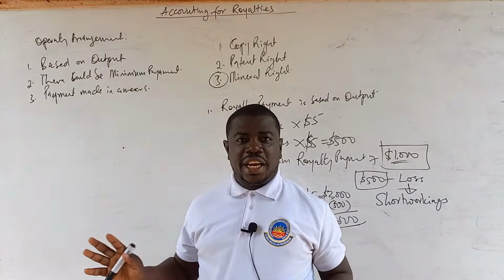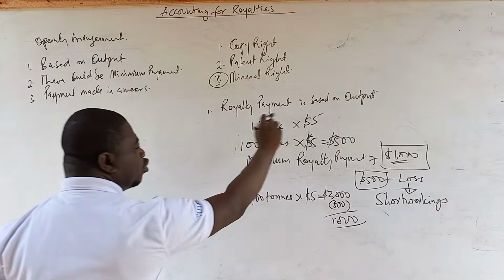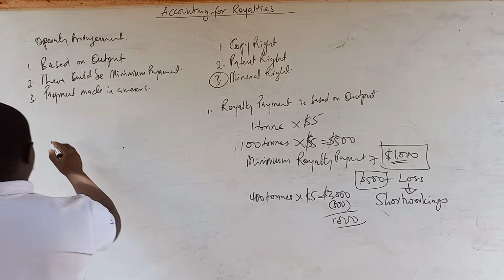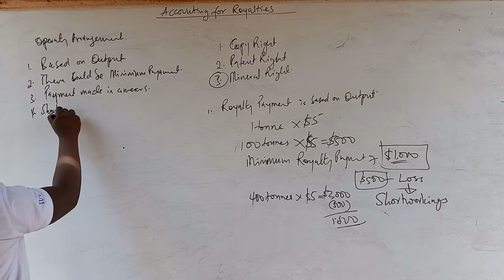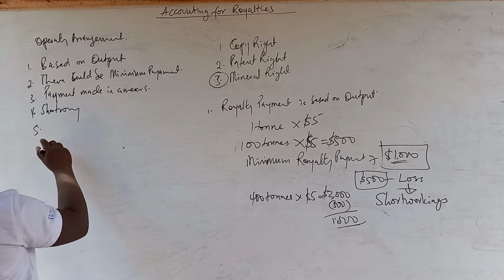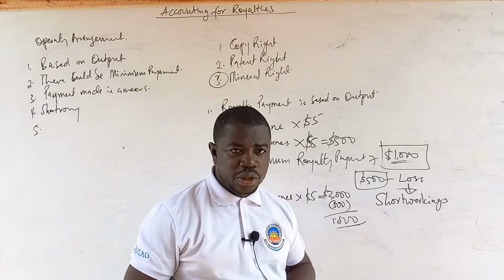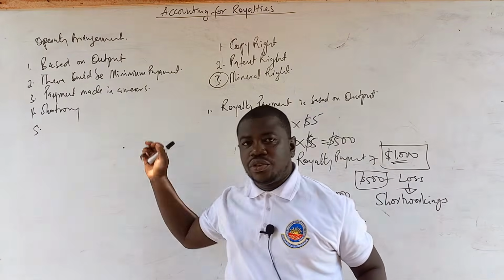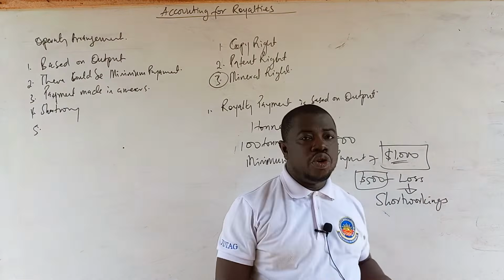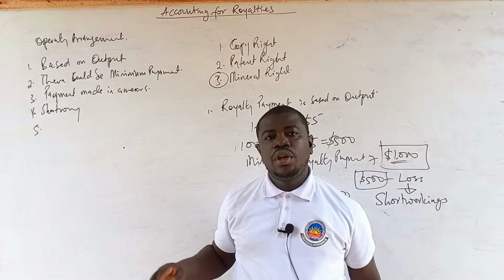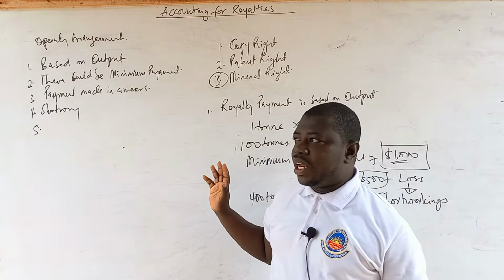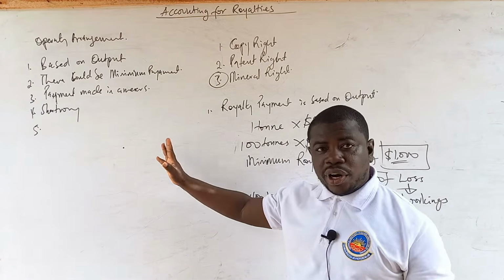So having understood these three and then having understood the concept of short workings, I can say that the fourth should be short workings could arise and the fifth could be short workings could be recovered. So you can just know that the fourth, short workings could arise, short workings could be recovered in subsequent years. So I'm going to clean the board and then explain something called the working schedule.